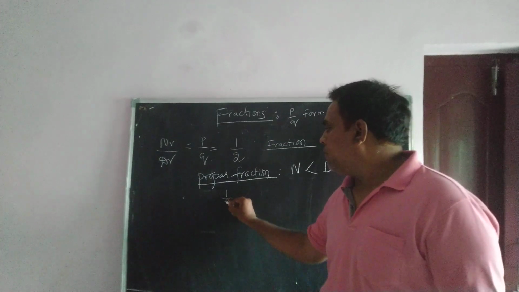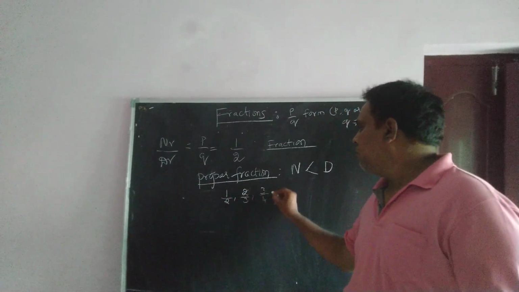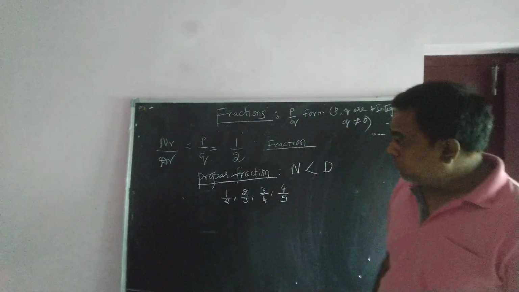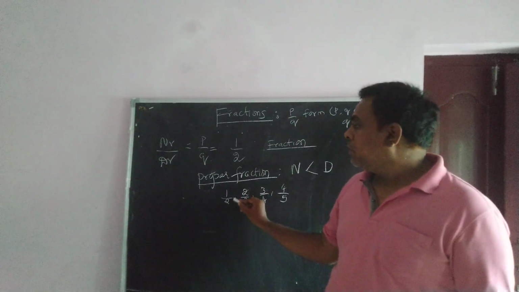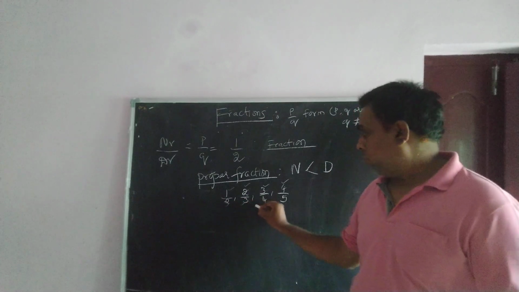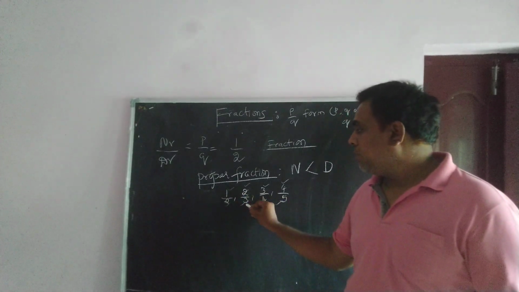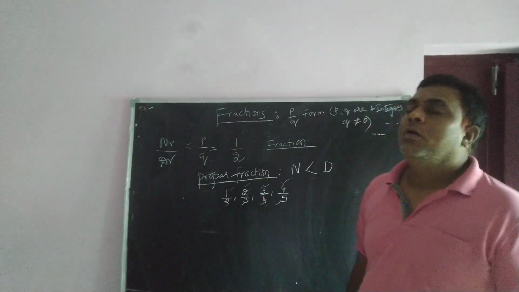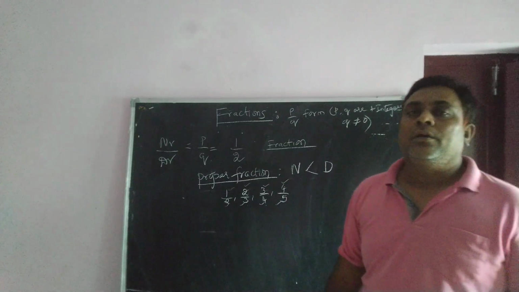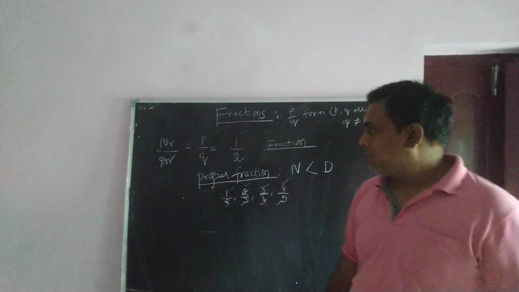For example, 1 by 2, 2 by 3, 3 by 4, 4 by 5. If you see all these fractions, numerators are lesser and denominators are more. If you compare the numerator with the denominator in all these fractions, the numerator is always less than the denominator. Such fractions are called proper fractions.